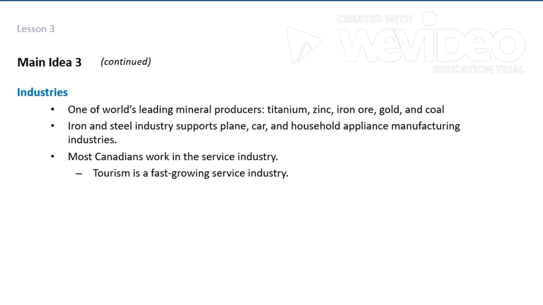However, most Canadians work in the service industry. For example, tourism is one of Canada's fastest growing service industries. Canada's economy also benefits from the millions of dollars visitors spend in the country each year. According to the country's National Tourism Marketing Organization, tourism-related businesses supported more than 608,000 jobs in the Canadian economy.